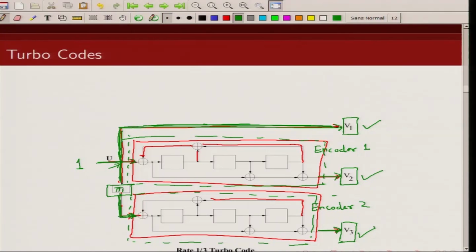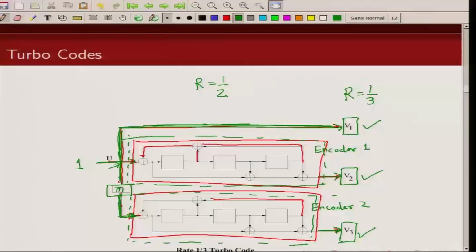Now, how do you get different rate codes? So, this is a rate 1/3 code. How do you get other rates? Let us say I want to design a rate 1/2 turbo code. How do I do that? What I can do is what is called puncturing. What do you do in puncturing? In puncturing, you remove some of the bits, do not send some of the bits.